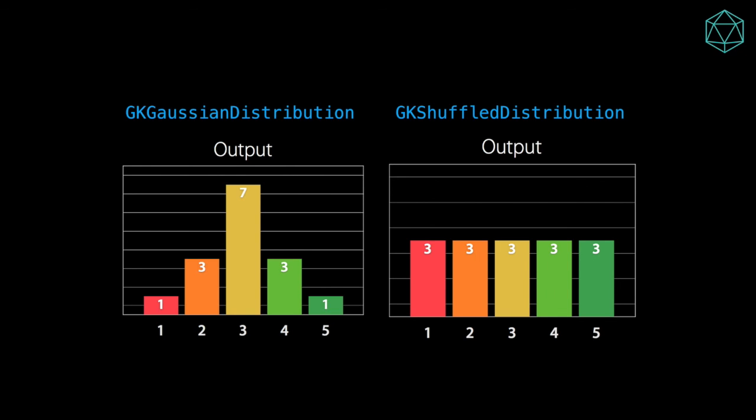Or if you're making, I don't know, card games, or even apps where you need to shuffle things, and you want to make sure every item is given a similar number of times as a result, there's GK shuffle distribution that will make sure every number is outputted the same number of times. I think the one on the right would be quite useful if you're making, say, a music app where you want to shuffle a playlist and make sure every song gets played the same number of times, for example.